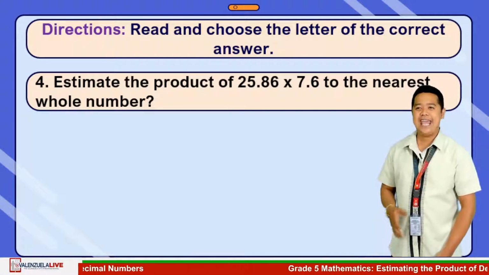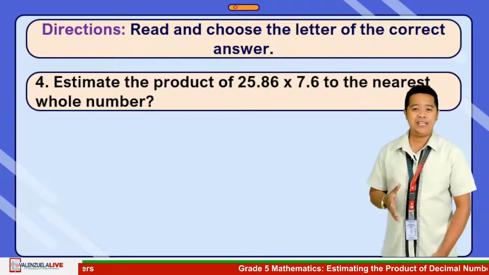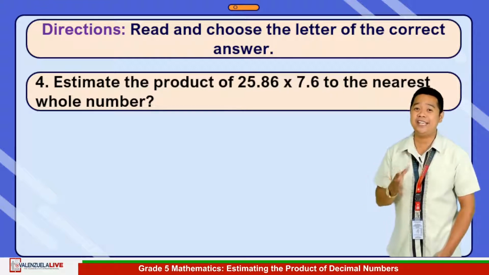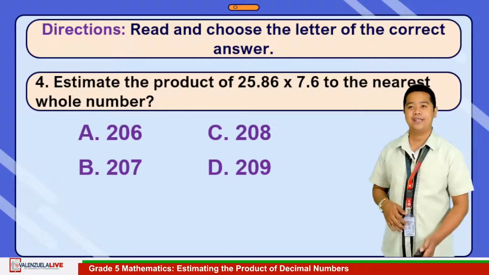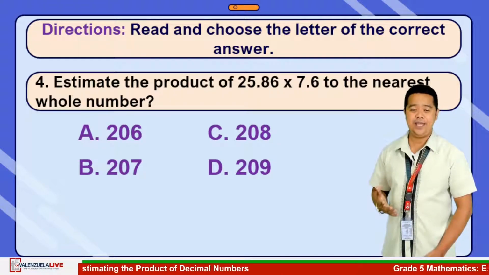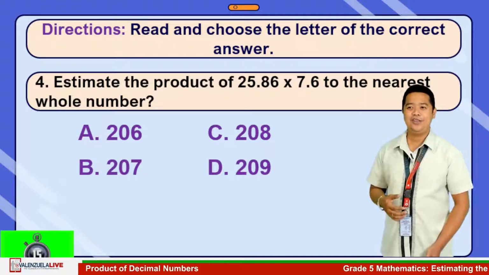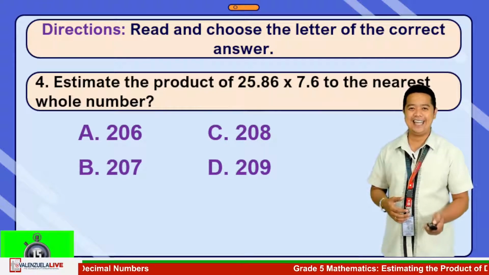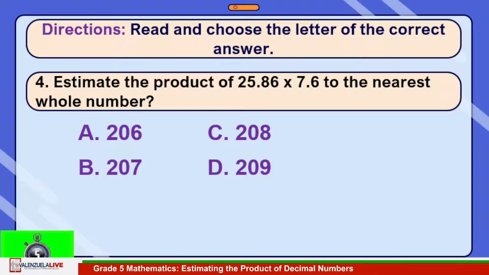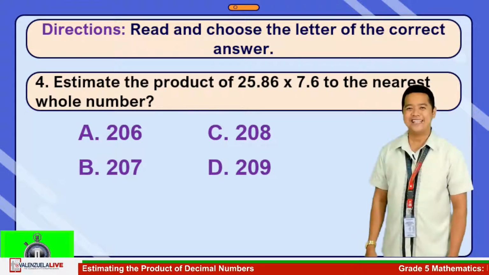Number 4. Estimate the product of 25 and 86 hundredths times 7 and 6 tenths to the nearest whole number. Again, what is your answer? Letter A, B, C, or D? You have 15 seconds. Again, use the comment section. Time's up, grade 5.